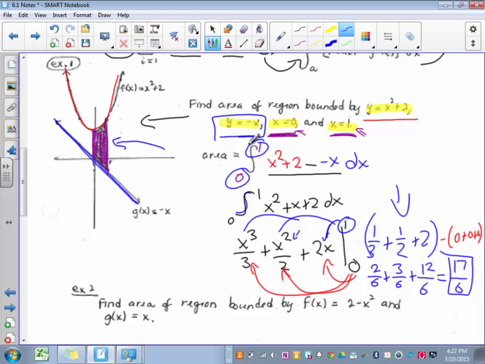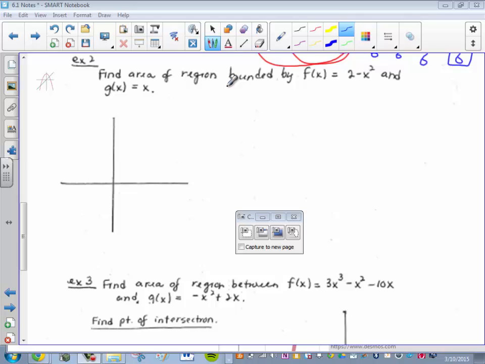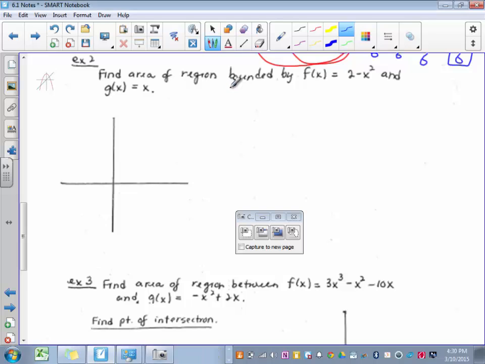is 17 over 6. Okay, now in this next problem, it wants us to find the area of the region bounded. That's a key word here, guys. Bounded by f of x equals 2 minus x squared, and g of x, which is just equal to x, okay? So we have these two functions right here.